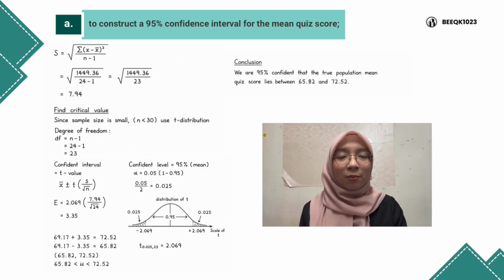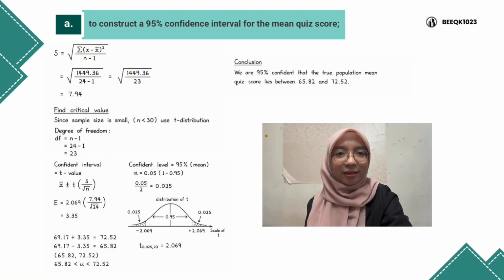For a 95% confidence level, the significance level is 0.05 and each tail contains 0.025. Based on the t-table with 23 degrees of freedom, the critical value is t equals 2.069. The margin of error is then calculated using E equals t times S divided by the square root of n. Substituting the values, E equals 2.069 times 7.94 divided by the square root of 24, which equals 3.35.